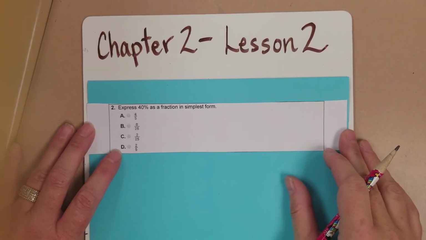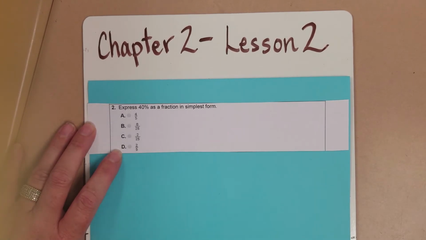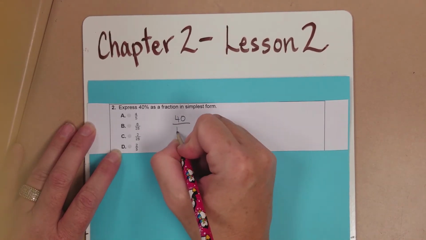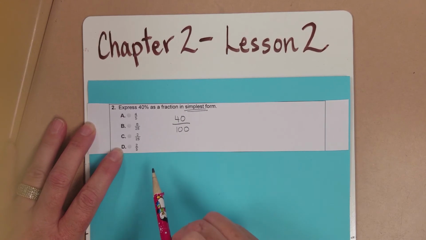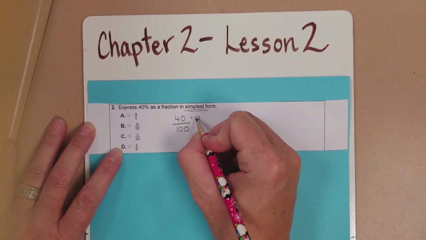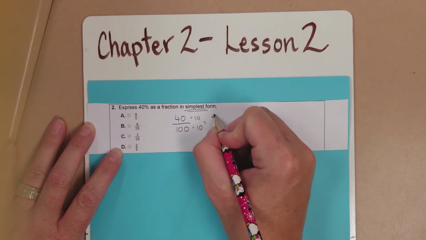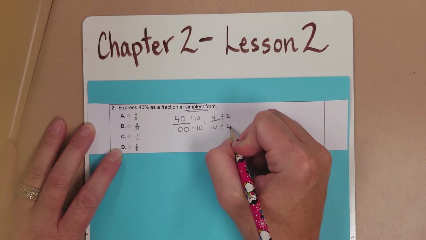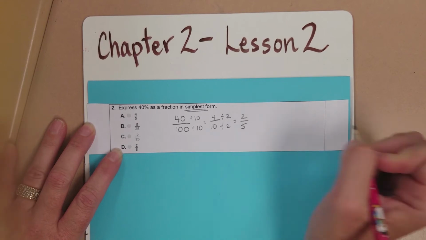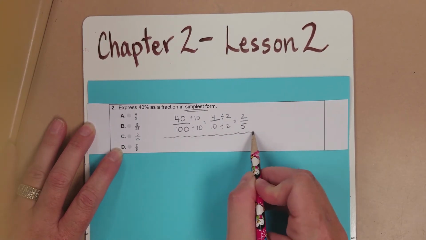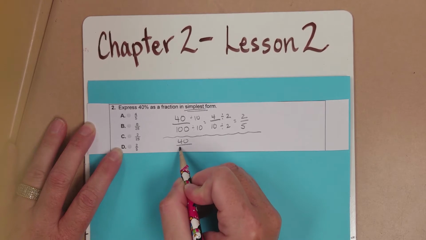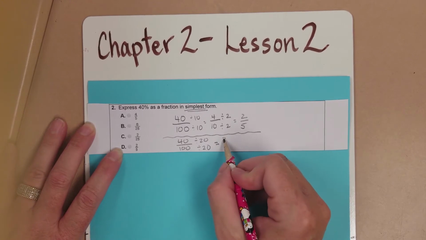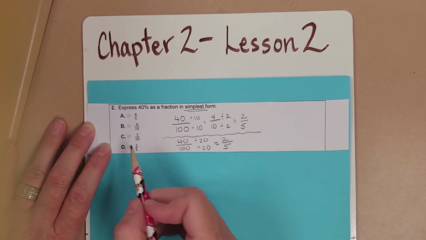Question number 2. Express 40% as a fraction in simplest form. 40% is 40 per 100. They want us to write it in simplest form. I can divide by 10 on the top, 10 on the bottom, and get 4/10. I then can divide by 2 on the top and 2 on the bottom and get 2/5. Additionally, we could have divided by 20 on the top and the bottom, and that would have given us 2/5 in one step. The answer is D.